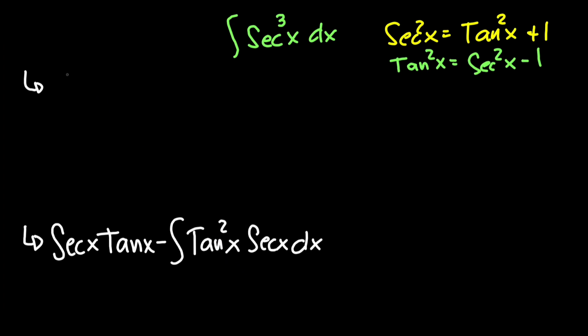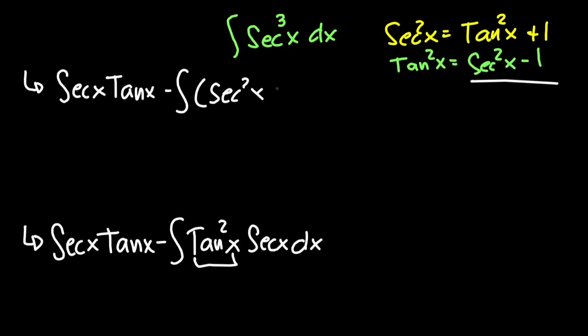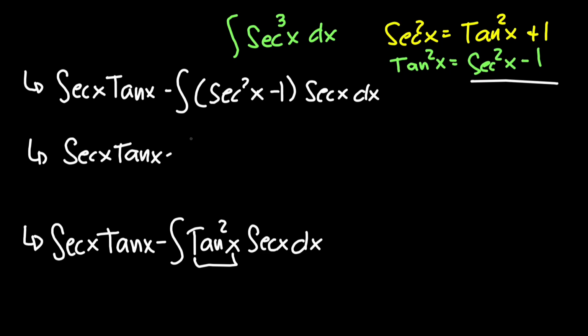And so copy the first part first. And so transform tangent squared of x according to its identity, which would be secant squared x minus 1 multiplied by secant of x dx. And so distribute secant x into this parenthesis. So this would be secant to the power 3 x minus secant x dx.